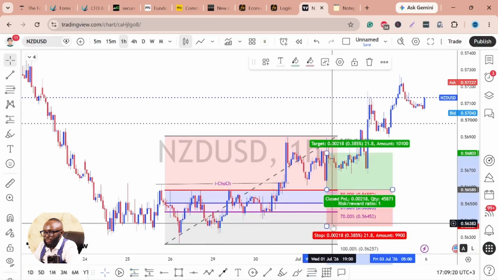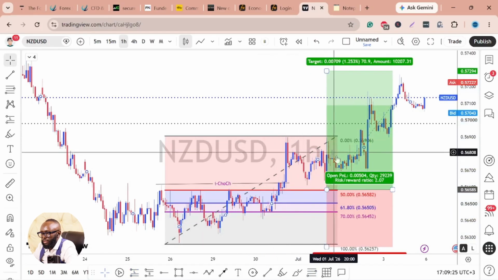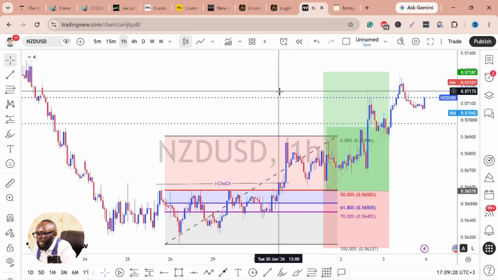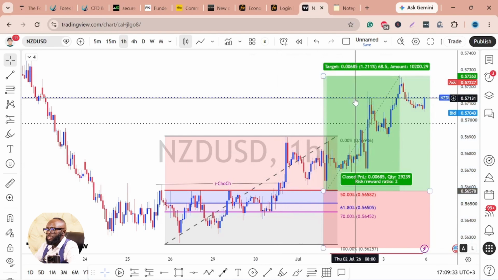I started on this move at that price level, and I was looking for a 1:2, I think, which was hit comfortably before the market reversed on this particular move. Yes, so that was my setup.